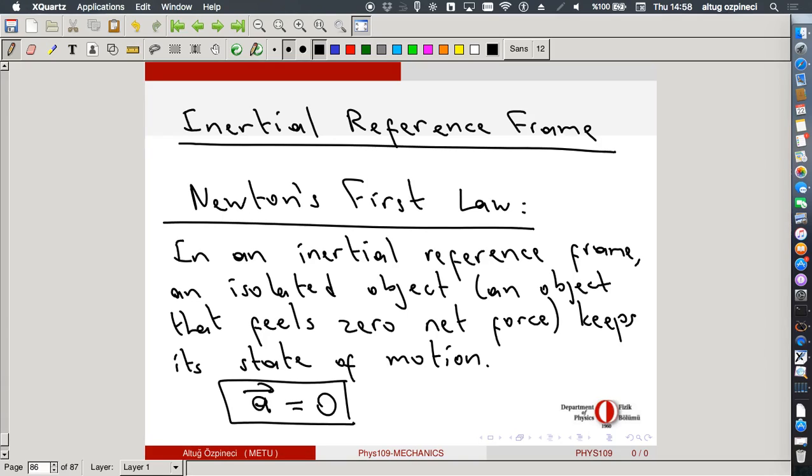Now, Newton's first law, we can also write it in terms of acceleration. It just tells us that the acceleration is zero if the net force is zero.